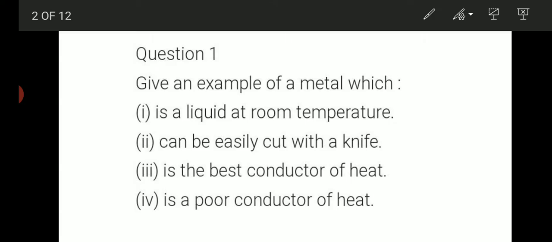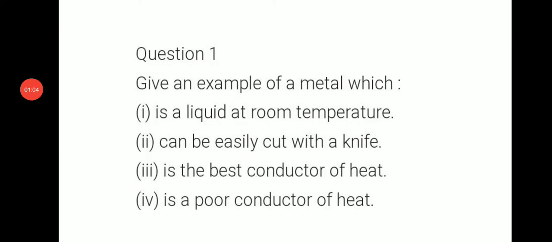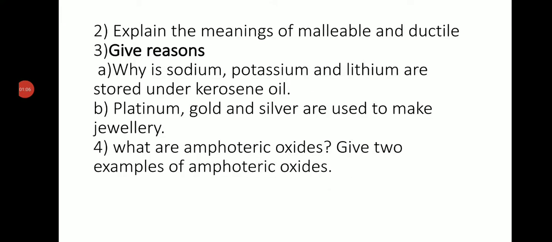Which is the best conductor of heat? It is silver. And the poor conductor of heat is lead. The next one, explain the meaning of malleable and ductile. Malleability is nothing but the property of metals that can be drawn into thin sheets. Ductile means it can be drawn into a thin wire.